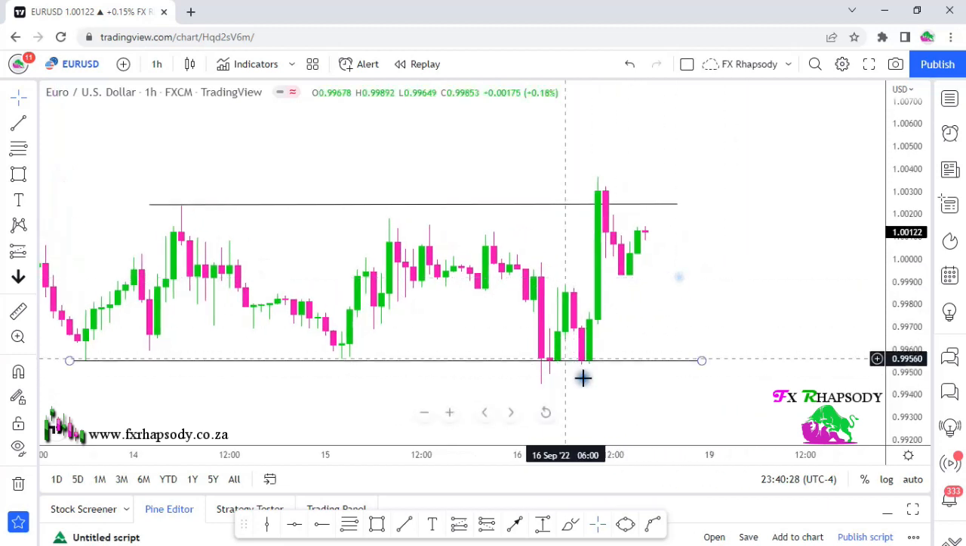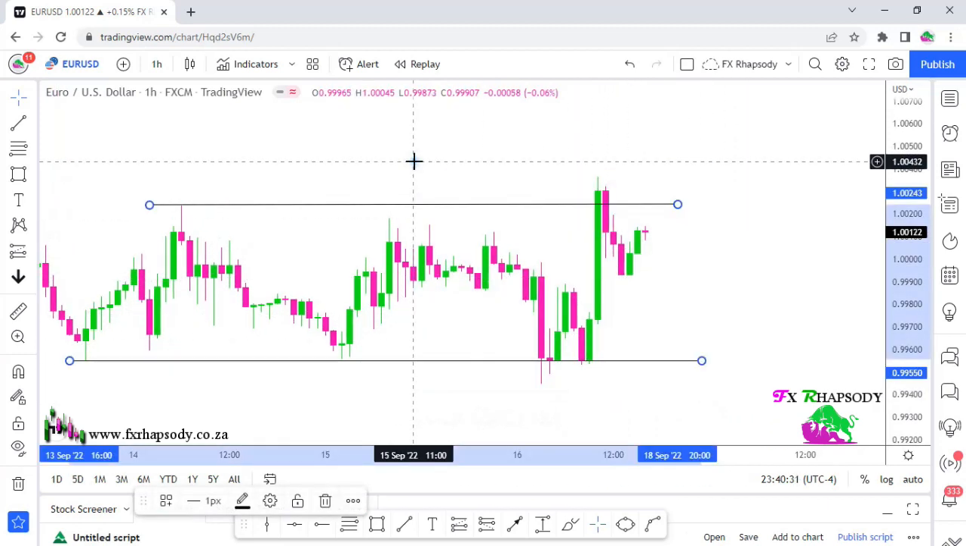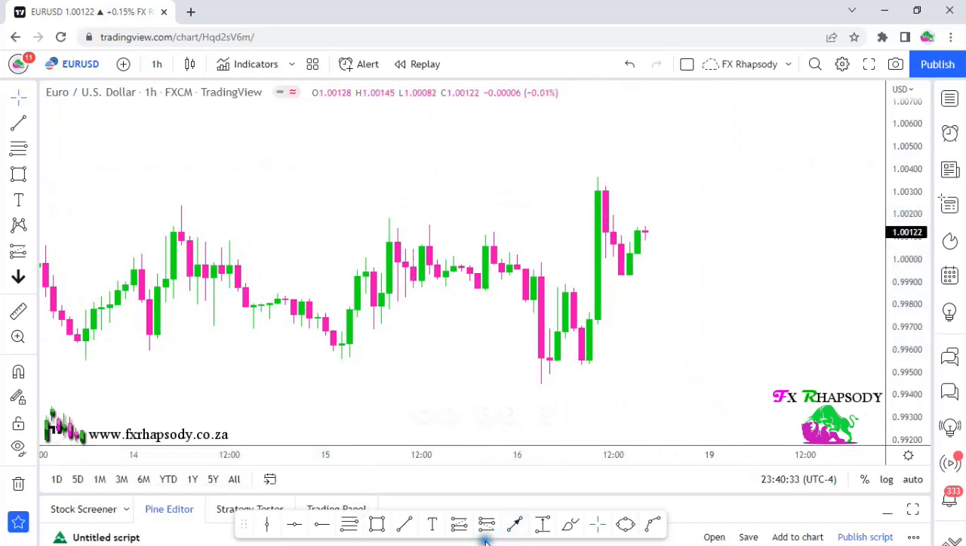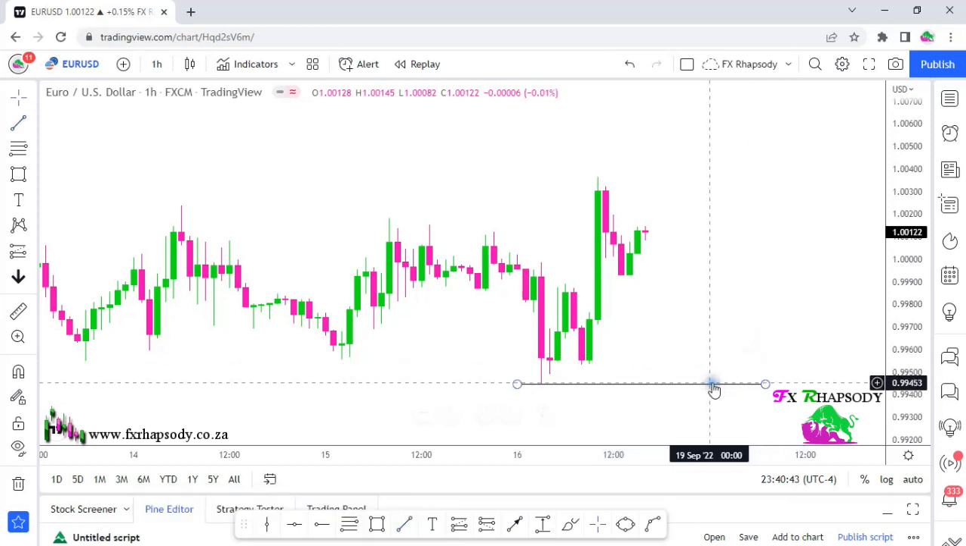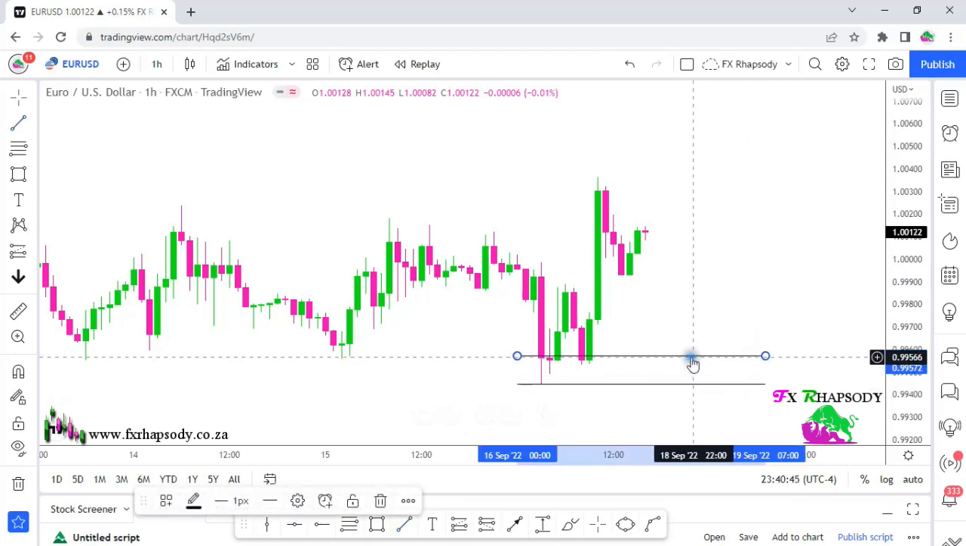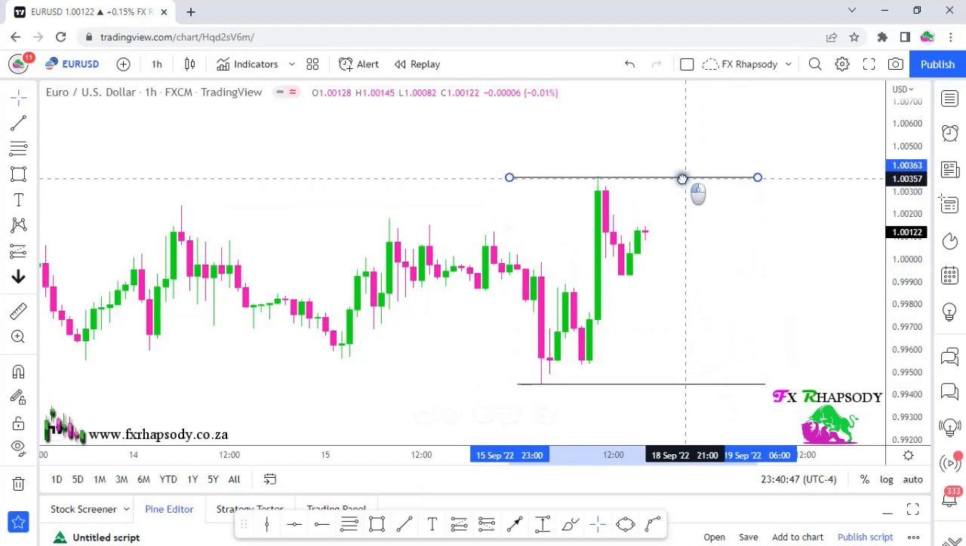So both sides, liquidity being taken out, but price still hovering in that area. So what I want to do is highlight this very low over here that was obviously now created. Okay, I'm just going to do that. There we go. And then just making a nice little clone of that and that.